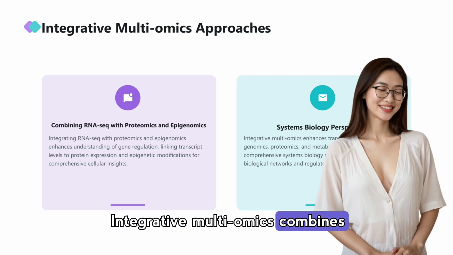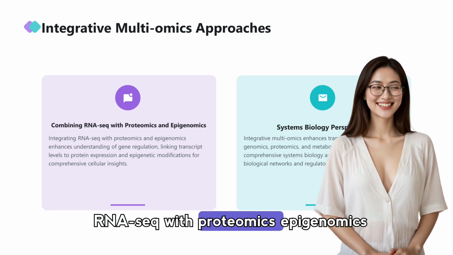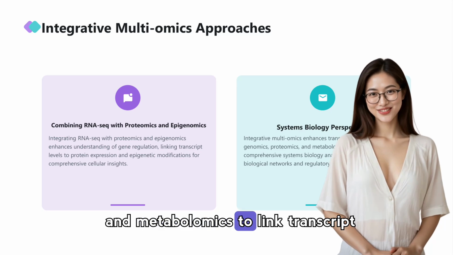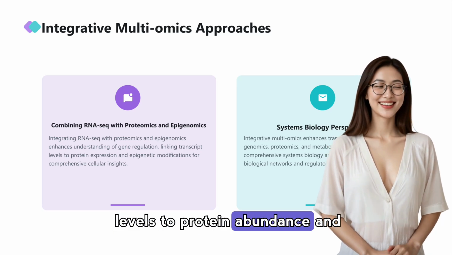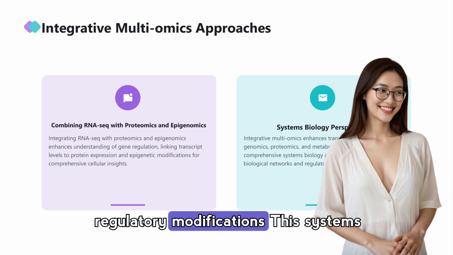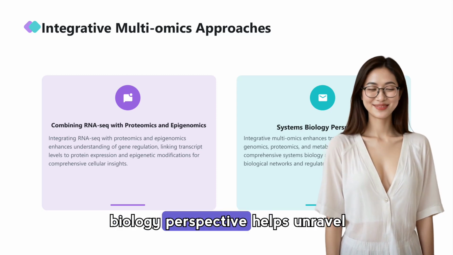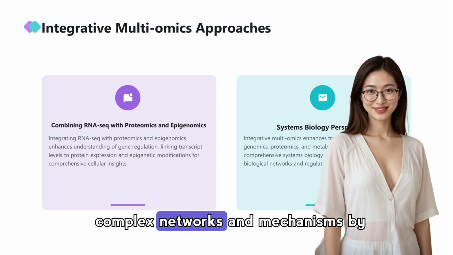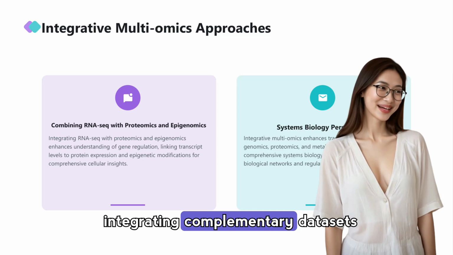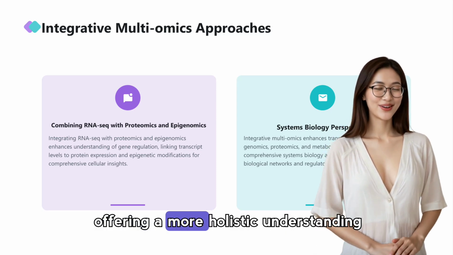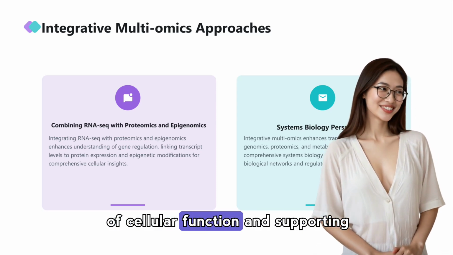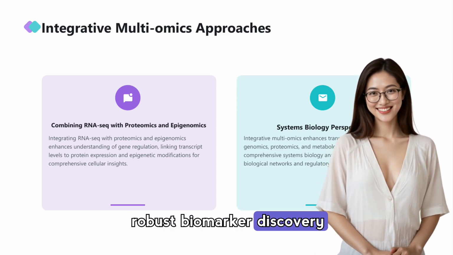Integrative multiomics combines RNA-seq with proteomics, epigenomics, and metabolomics to link transcript levels to protein abundance and regulatory modifications. This systems biology perspective helps unravel complex networks and mechanisms by integrating complementary datasets, offering a more holistic understanding of cellular function and supporting robust biomarker discovery.